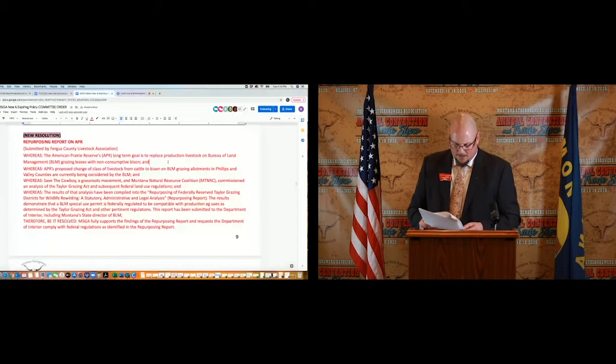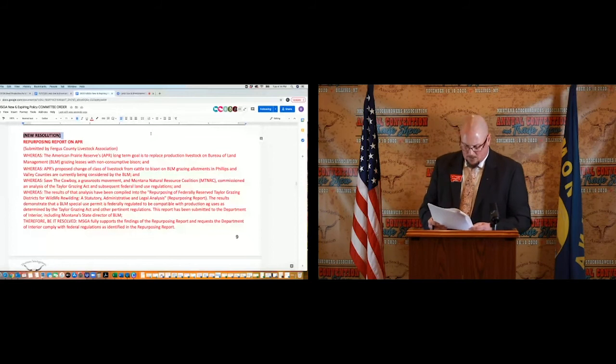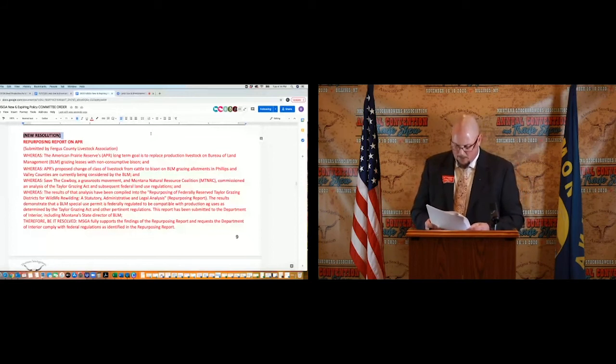And whereas Save the Cowboy, a grassroots movement, and Montana Natural Resources Coalition commissioned the analysis of the Taylor Grazing Act and subsequent federal land use regulations. And whereas the results of that analysis have been compiled in the repurposing of federally reserved Taylor grazing districts for wildlife rewilding, a statutory, administrative, and legal analysis repurposing report.